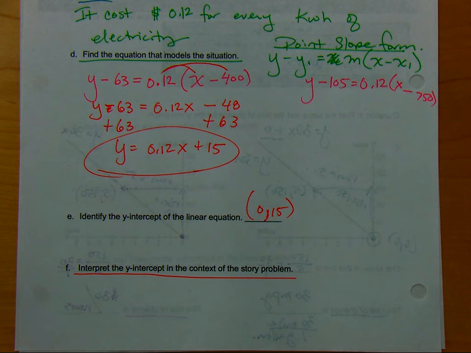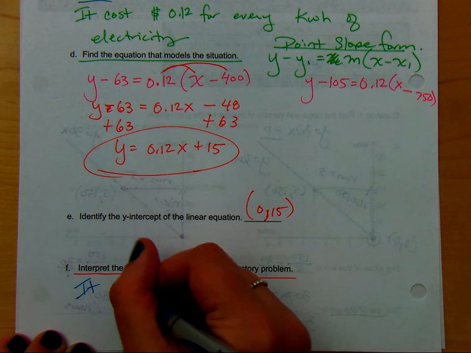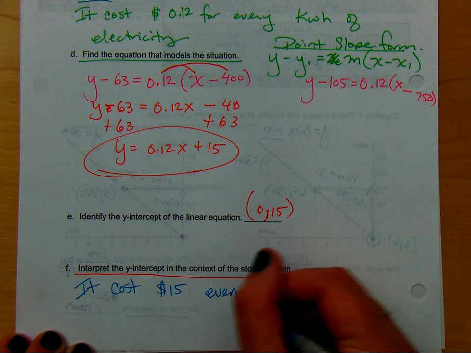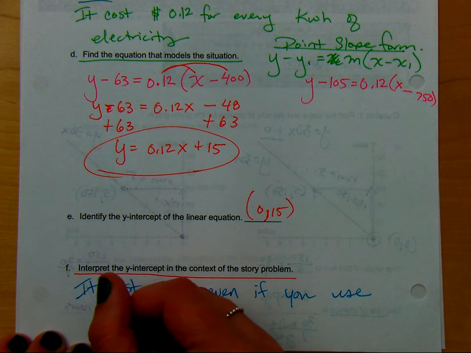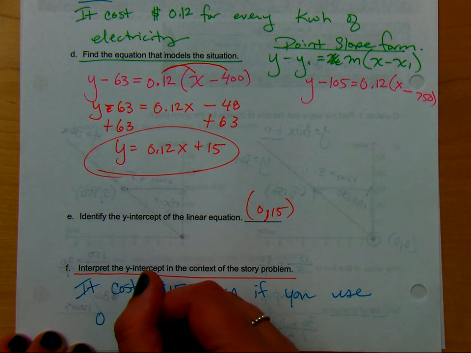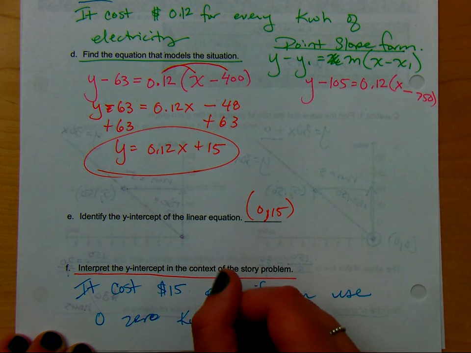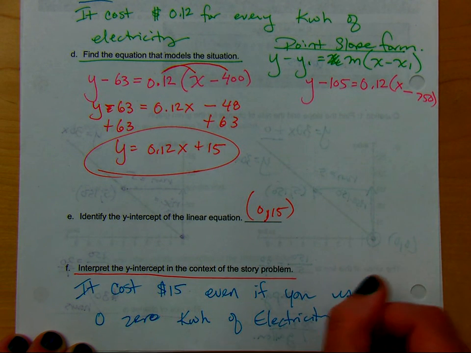So what does the y-intercept mean? I think I just said it, but just go ahead and restate it. The y-intercept would mean, yes, it costs $15 even if you use 0, or maybe I'll write it out, 0 kilowatt hours of electricity. Okay?